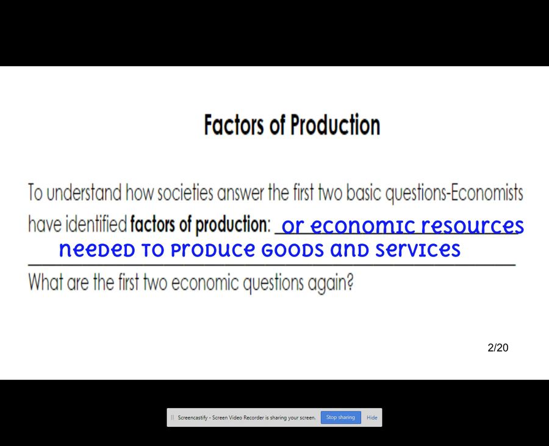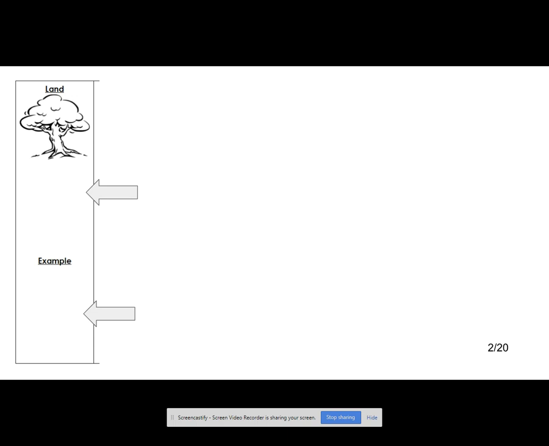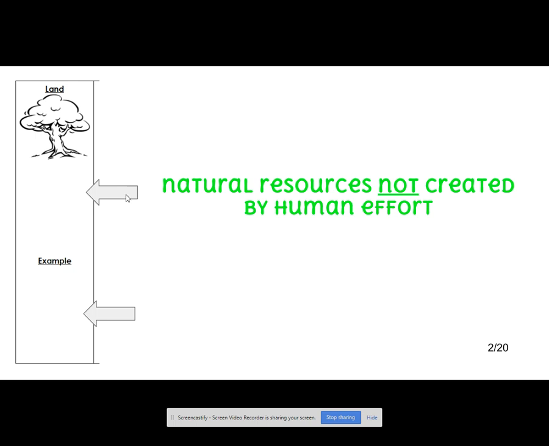All right, so the first two economic questions again were what and how. So let's talk about the first factor of production, which is land. On your piece of paper at the top, you're going to write natural resources that are not created by human effort. So anything that is in the ground, like oil, or the timber that comes from trees, or anything that we grow in fields. And then examples of that are water, forests, gas, and oil. If you need to, pause.